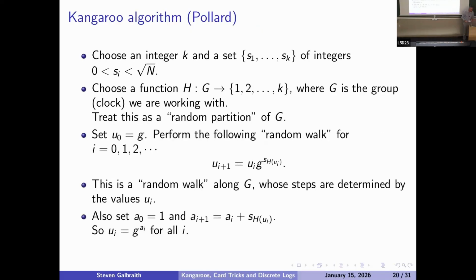So let me just jump straight to the algorithm. We choose some set S. They're just sort of random. These are the jump lengths. So if you like, these are the numbers 1 up to 10. These are the possible jumps I'm making at any point.